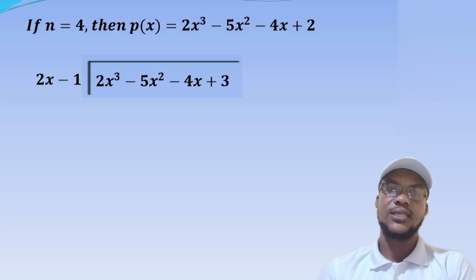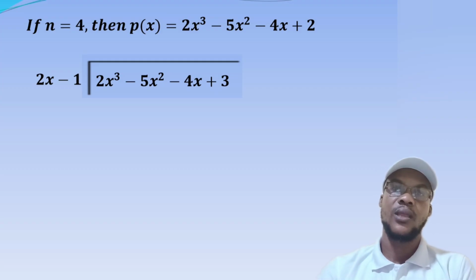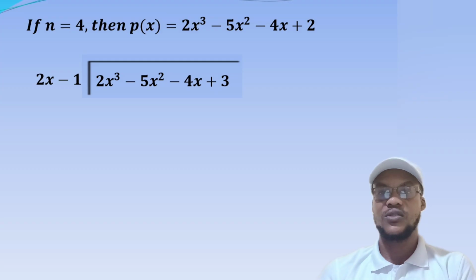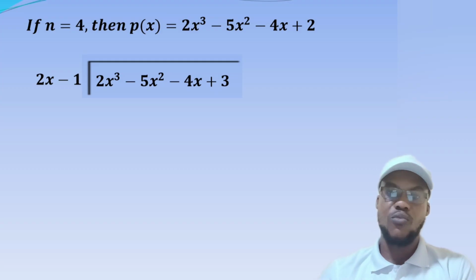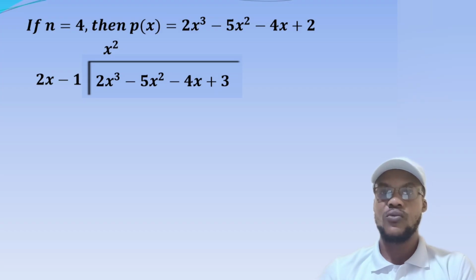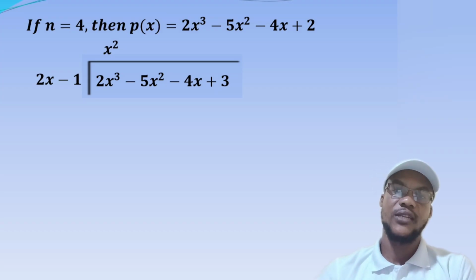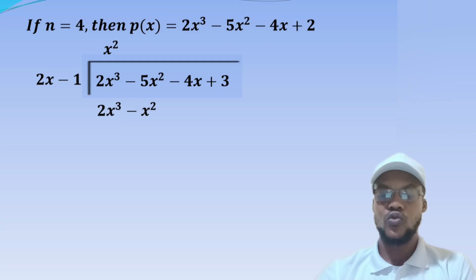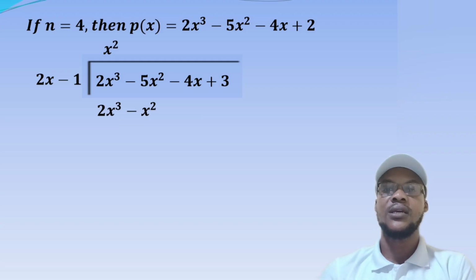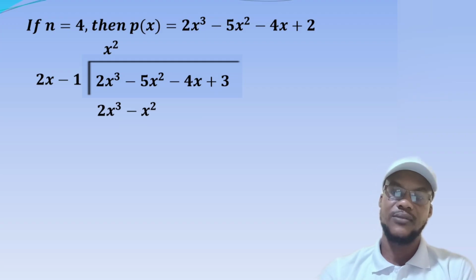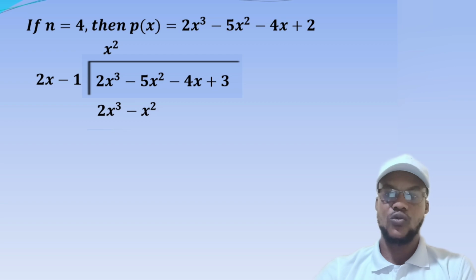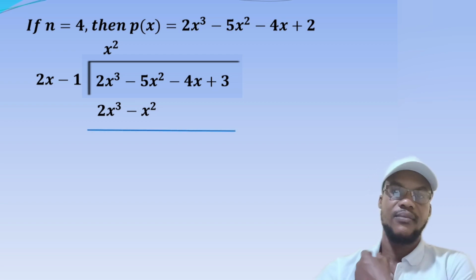So 2x outside will divide what? 2x cubed, and that is going to give us what? x squared. After dividing, you multiply the x squared by the 2x minus 1, and that gives 2x cubed minus x squared. Once you do that, what do you do? You underline it, meaning that you are going to what? Subtract. Yes, so you are going to subtract this.